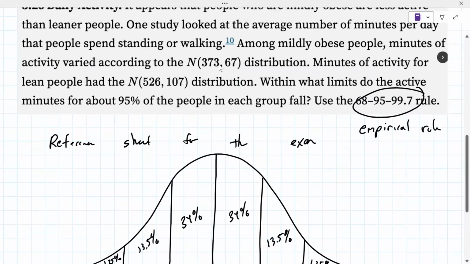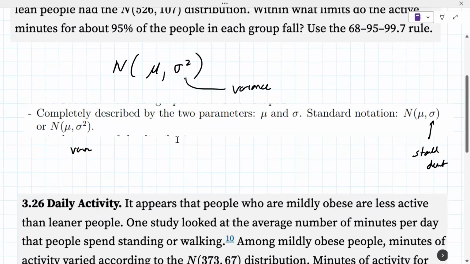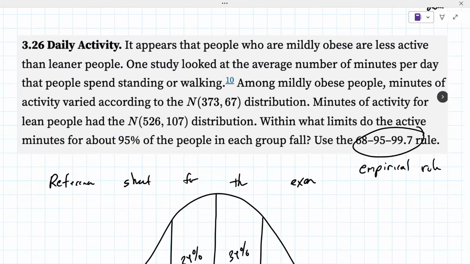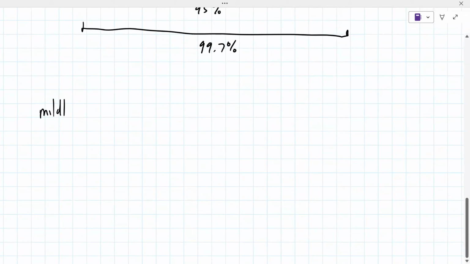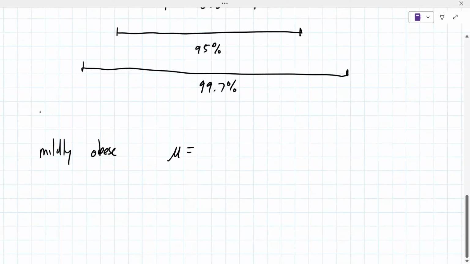Now, in terms of how to actually do this problem, you need the mean and standard deviation. So for the first one, that goes back to this question. Well, is it the variance or standard deviation? So for the first one, it's 373. Let me look at the right wording. Mildly obese people. That's kind of horrible. All right. So, okay. Mildly obese. So that's got a mean of 373 and a sigma squared of 67. And what you really want is the square root of 67.